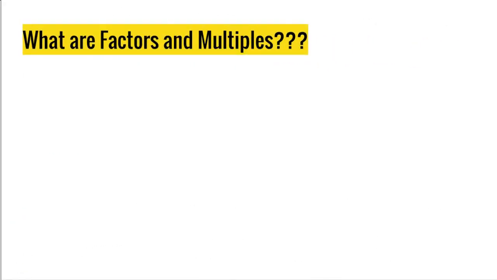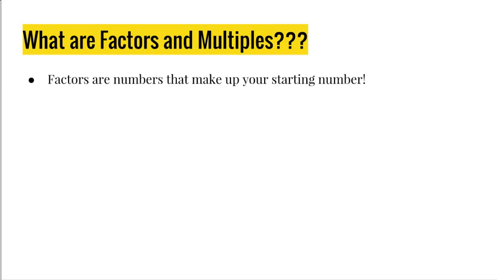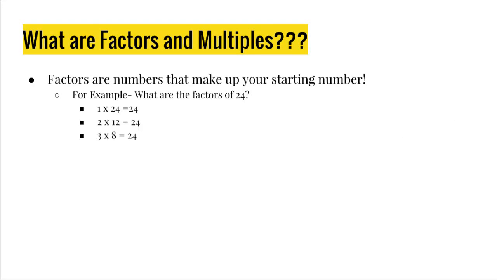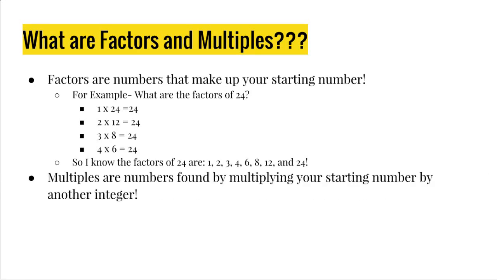Let's start. What are factors and multiples? Factors are numbers that make up your starting number. For example, what are the factors of 24? I know 1 times 24 equals 24, 2 times 12 equals 24, 3 times 8 equals 24, and 4 times 6 equals 24. So I know that the factors of 24 are 1, 2, 3, 4, 6, 8, 12, and 24. Multiples are numbers found by multiplying your starting number by another integer.